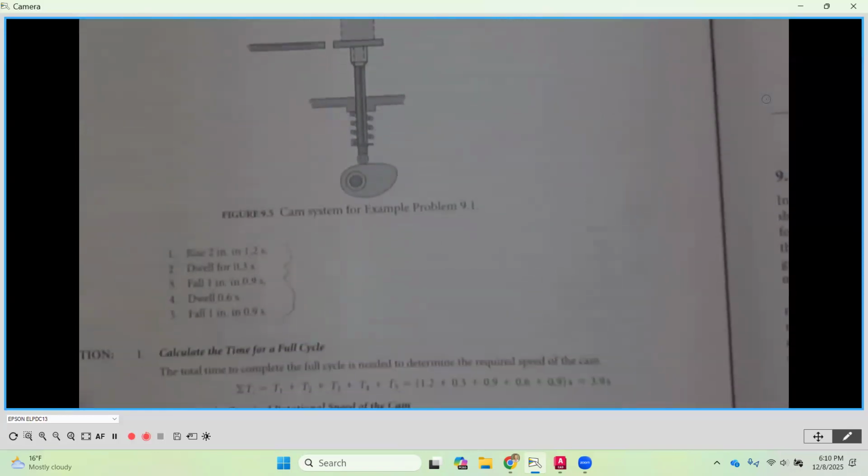Okay. What we want to do is plot a displacement diagram. We'll get an opportunity to plot, but for this first example, we're going to ease into it. So we're going to look at the displacement diagram and determine the required speed of the cam when the follower motion sequence is as follows. So down here, you're going to be given in your problems a sequence of motion. So the first thing is we want to rise 2 inches in 1.2 seconds.